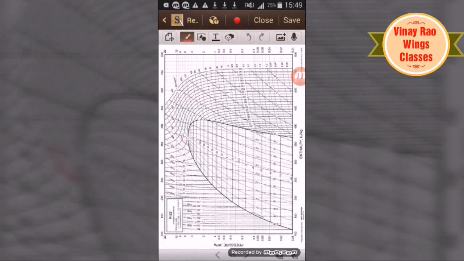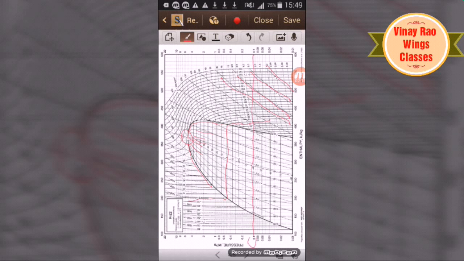After this there is a refrigeration chart for R12. This is the critical point. This is the saturated liquid line, this one is the saturated vapor line, these are the dryness fraction lines, this is a constant temperature line of 0 degrees Celsius. These are constant entropy lines. This is a constant pressure line.